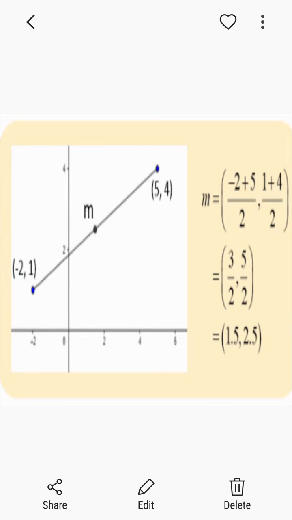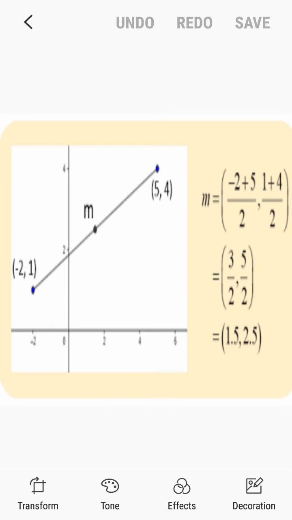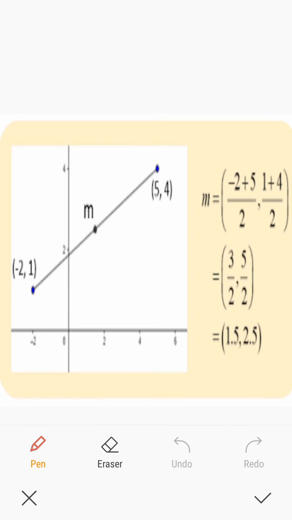See one example. In this question, you are given the endpoints of the line segment. Suppose we call them point A and point B. Coordinates of A are minus 2, 1 and coordinates of B are 5, 4. And M is the point that bisects AB, or M is the midpoint of AB. By the formula, what is M? What is the x coordinate of M? x1 plus x2 by 2, and the y coordinate is y1 plus y2 by 2.